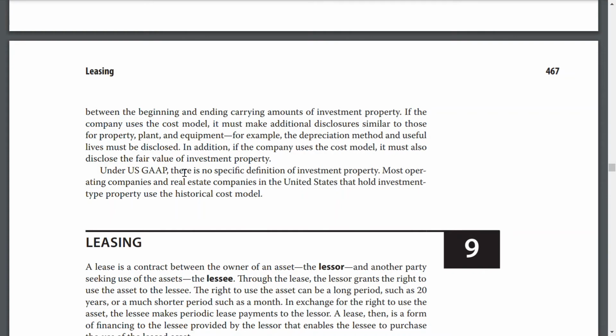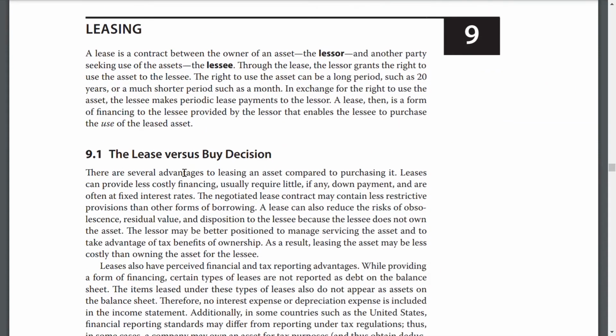Leasing is a contract between the owner of the asset. Let me drink my hot cocoa real fast.